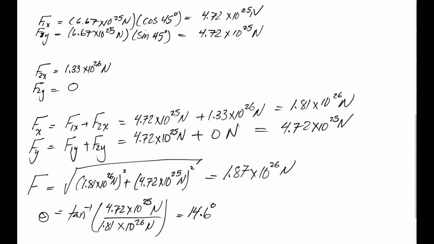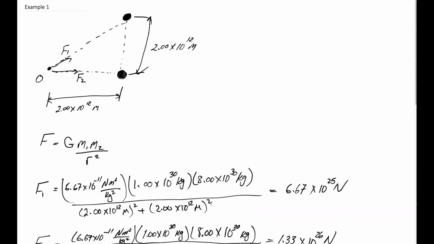14.6 degrees. So if we go over, then we can say that F is going to be this red vector, which we get from the sum of these two, and theta would be just this angle from the horizontal to that F.